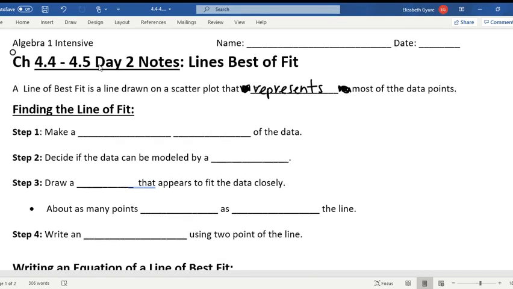So finding a line of best fit, we have a 4-step process. First is to make a scatter plot of the data. Next is to decide if the data can be modeled by a line. Not everything can be. If there's no correlation, are you going to be able to draw a nice line? No, but if there's reasonable positive or negative correlation, it might work out.